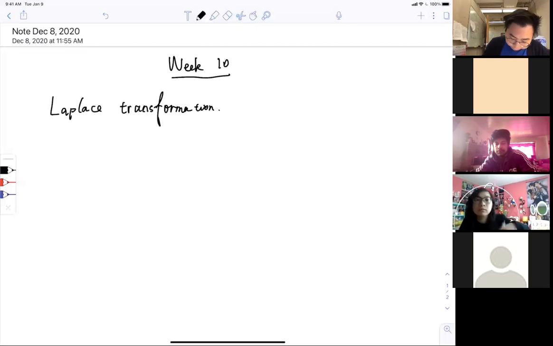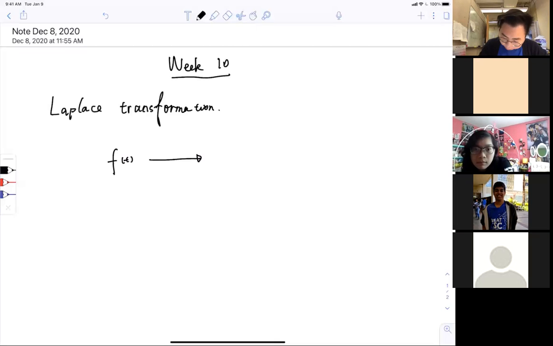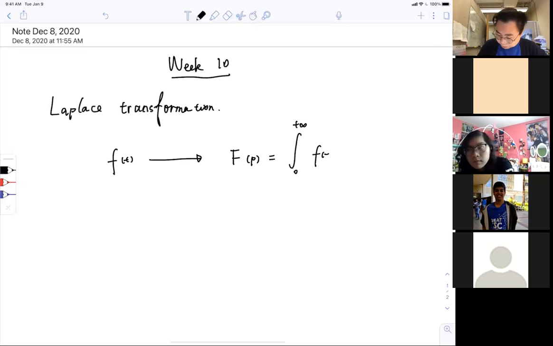So whenever we have a function f(t), we can always do a transformation. Let's denote F(p) as the integral from 0 to infinity of f(t) times e^(-pt) dt. This is called the Laplace transformation. The original function is a function of t, and after the transformation, the argument is p, right?